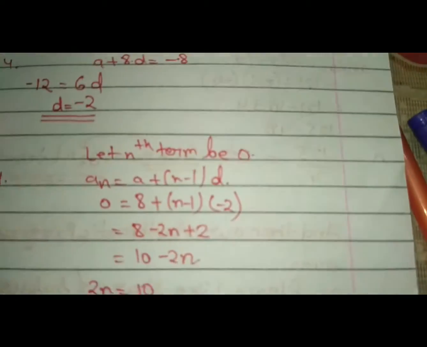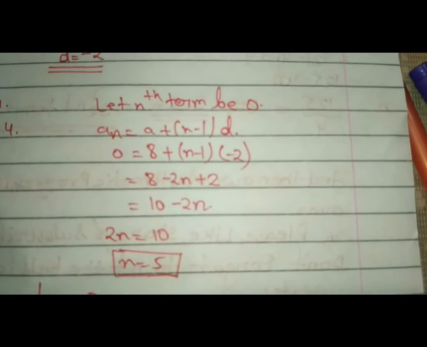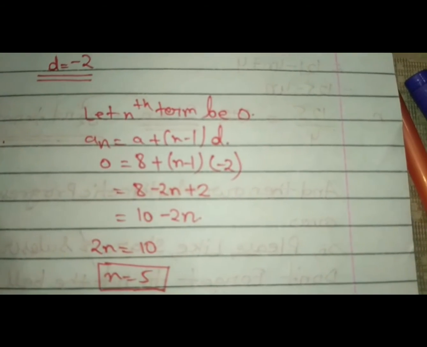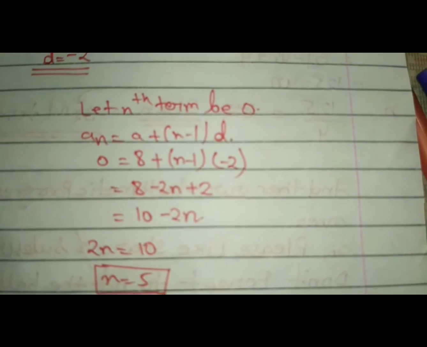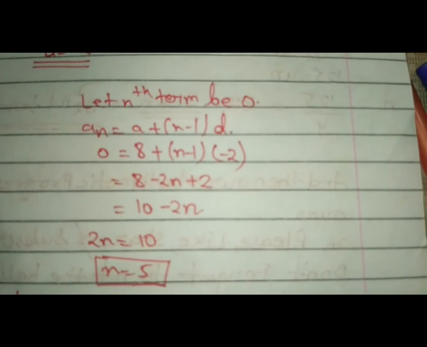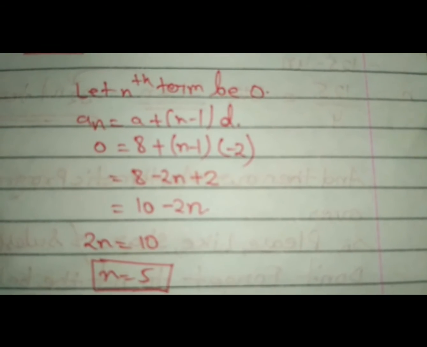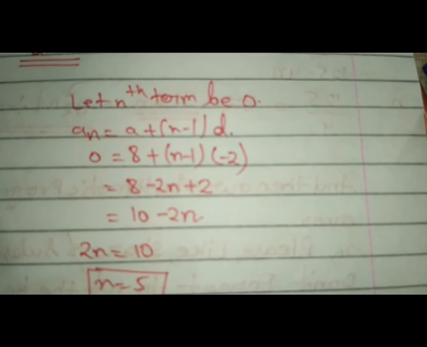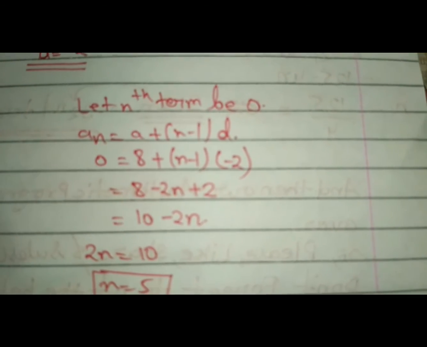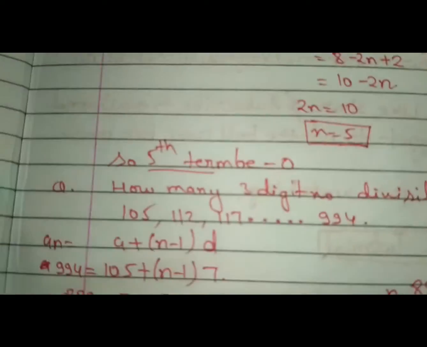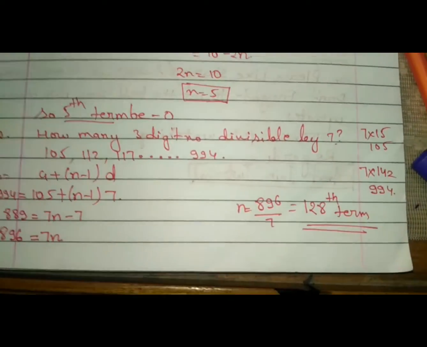Then to find the nth term of an AP, an is A plus n minus 1 into D. So an is equal to 0. We know that A is equal to 8, and n minus 1 we have to find out, and D is equal to minus 2, so 8 minus 2n plus 2. So 8 plus 2, that is 10, and minus 2n. So n is equal to 10 upon 2, that is equal to 5. So the fifth term of the AP is 0.